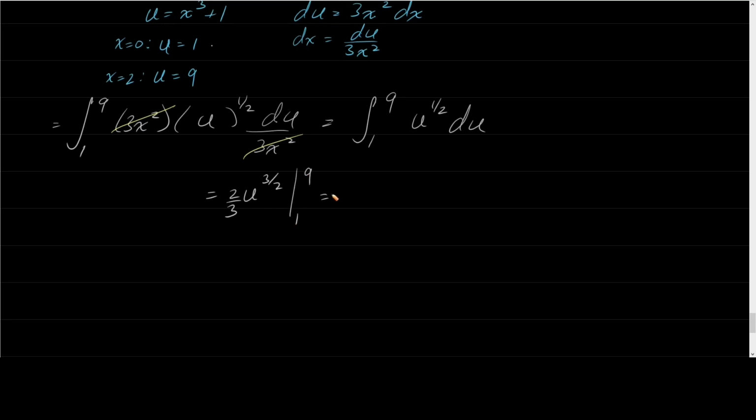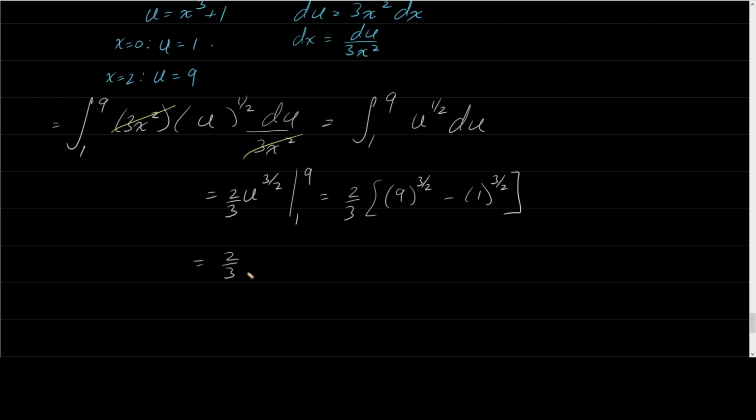Notice now that I'm going to leave things in terms of u. Everything's already in terms of u, including the bounds, so I don't have to plug the u back in this case. We could just plug in the bounds. So what I have here is 2/3 times 9 to the 3/2 minus, excuse me, not 9, minus 1 to the 3/2.